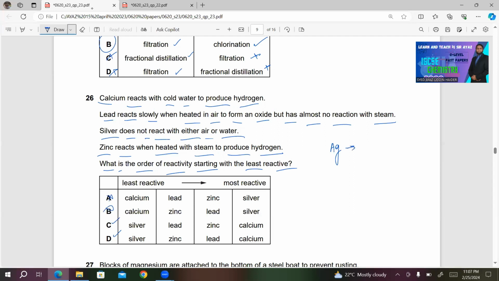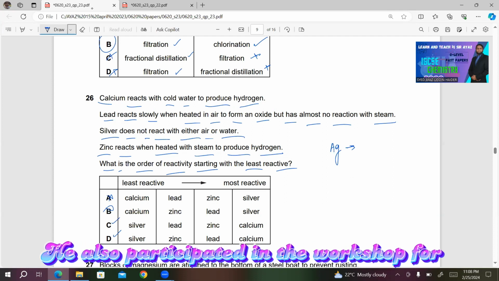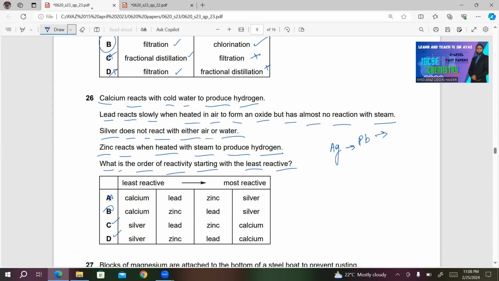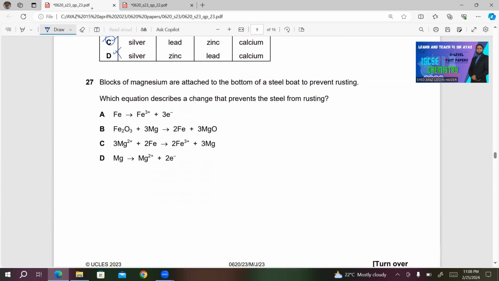What about the next element? It must be lead because it's reacting slowly when heated in air to form an oxide, and it's not having any reaction with steam. So we must have lead. And for the next element, we have to place zinc because it is heated to get reacted with steam. On the other hand, calcium straight away reacts with cold water. So this will be the final lineup. So choice C will be the right answer in this MCQ. Let's move to the next MCQ.